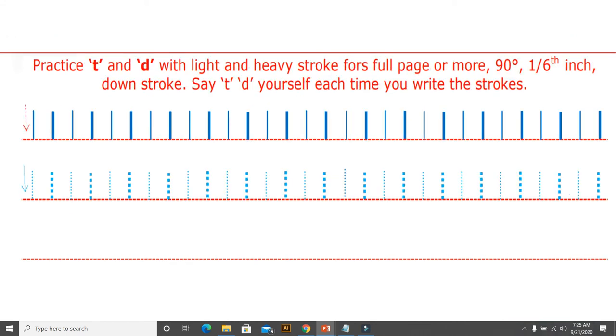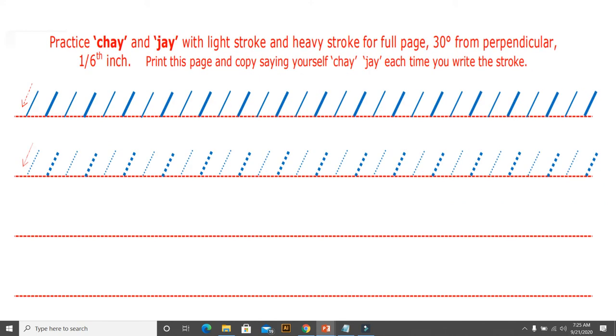Then practice T and D. T is first, upside down, second is D. So you have to complete the whole page. Then K and J, forward, top to down, darker, lighter. Speak it, J. Say the sounds K and J for one page.